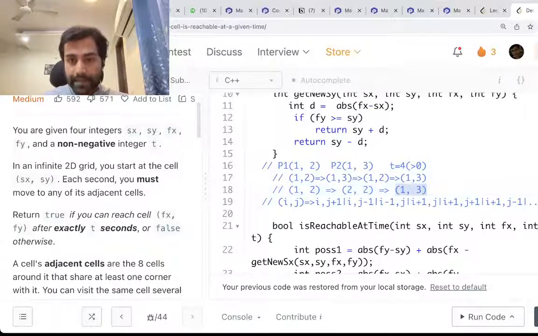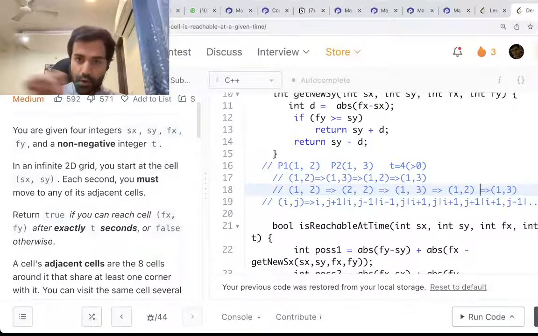Because I can go back from 1, 3 to 1, 2, and then from this 1, 2, I can reach 1, 3 again. So 1, 2, 3 and 4. So for t equals 4 also it is possible. With the same logic, for t equals 6 also it will be possible. You are just oscillating. So basically it is possible for all the natural numbers.